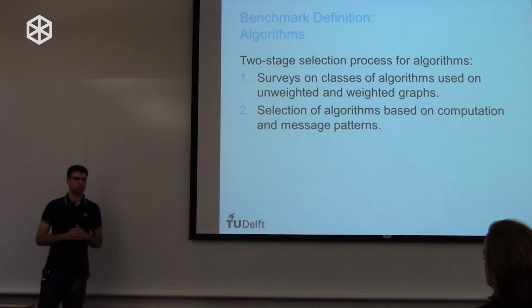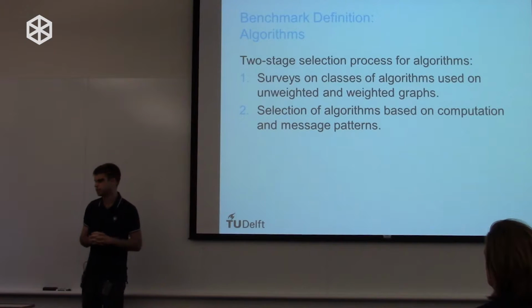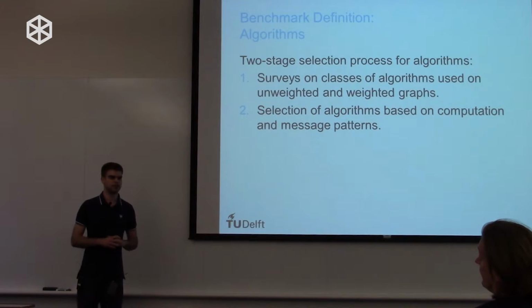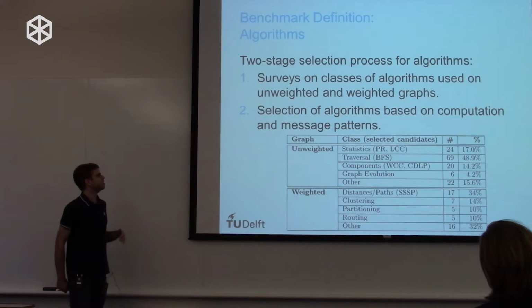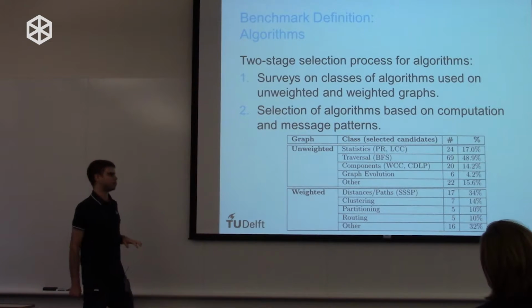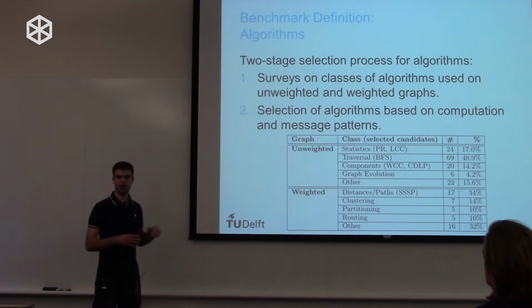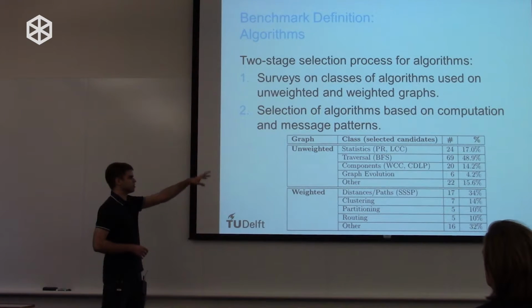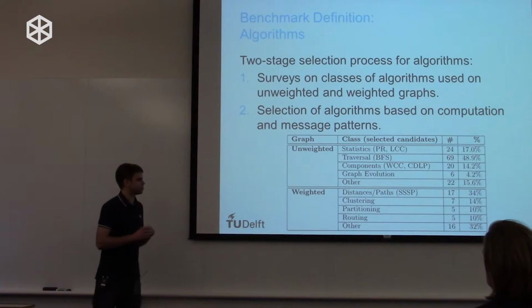And then from these groups, we selected a number of algorithms within the task force, right? So, consulting with both the industry partners and the members of the task force, to make sure that we had a broad set of algorithms to cover the space. And I don't know if this is readable from the back, but we ended up with a short list of the different kinds of algorithms you might find on unweighted or weighted graphs, and then a couple of representatives. So for example, PageRank, BFS, weakly connected components, stuff like that.